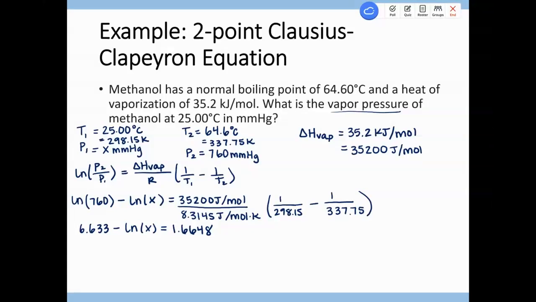All right, we need to continue working towards getting the variable on one side of the equation by itself. Right now we have 6.633 minus natural log of the variable. So let's subtract 6.633 from both sides. That will cancel it out on the left, and then we're moving that value to the right. So we have negative natural log of x equals, if you subtract 6.633, that is negative 4.9682.